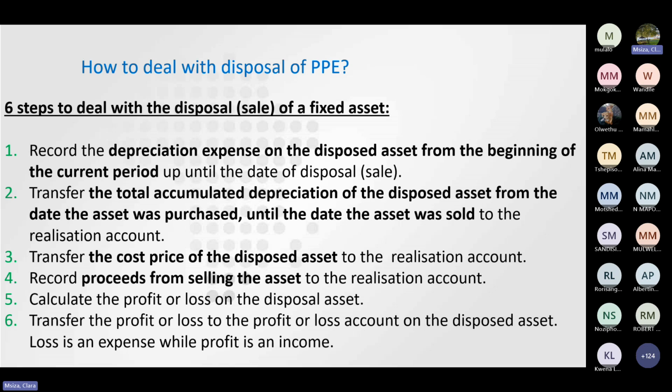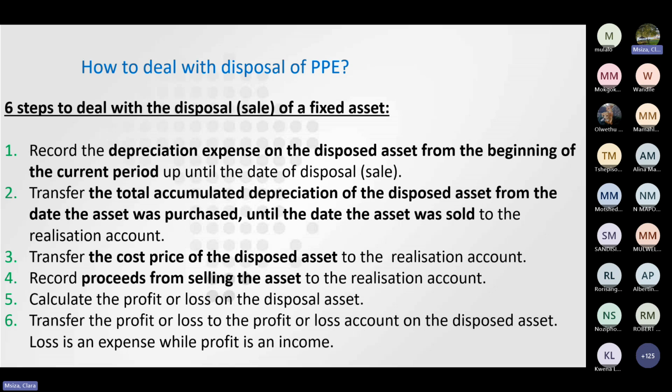So there are 6 steps that we have put here on how you can deal with this. Please have this ready when you deal with PPE. Record the depreciation expense on the disposed asset from the beginning of the current period until the end of the disposal. Transfer the total accumulated depreciation of the disposed asset, from the date the asset was purchased until the asset was sold, to the realization account. So you're going to deal with this realization account, which we called temporary.